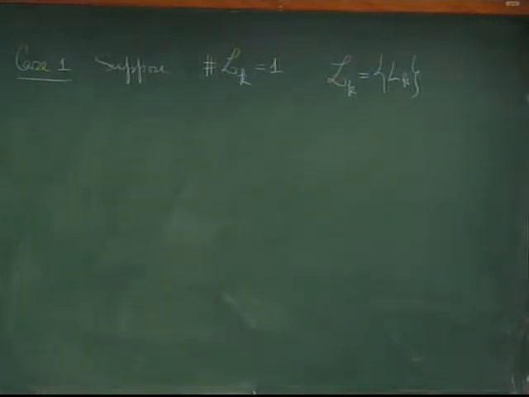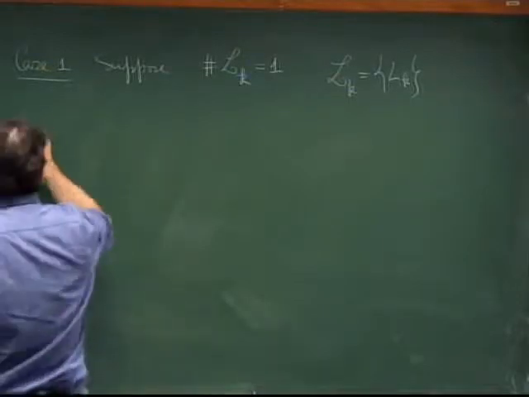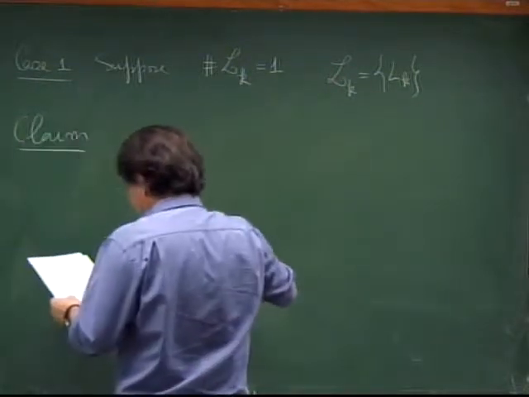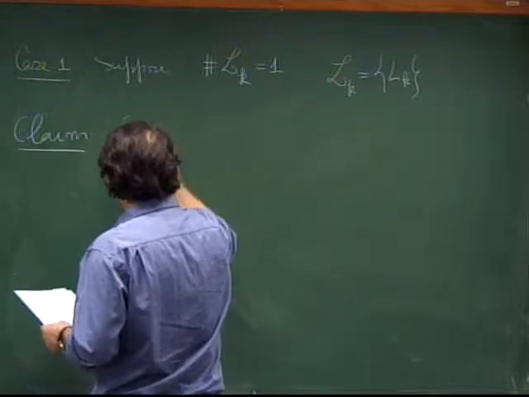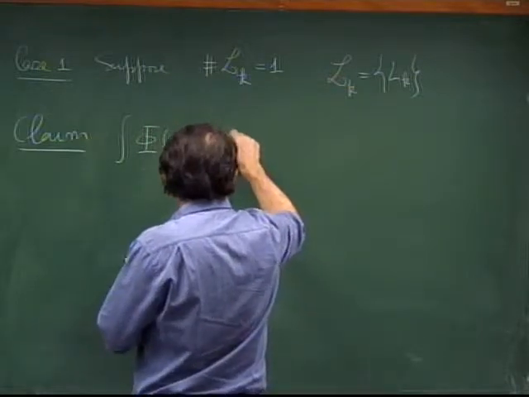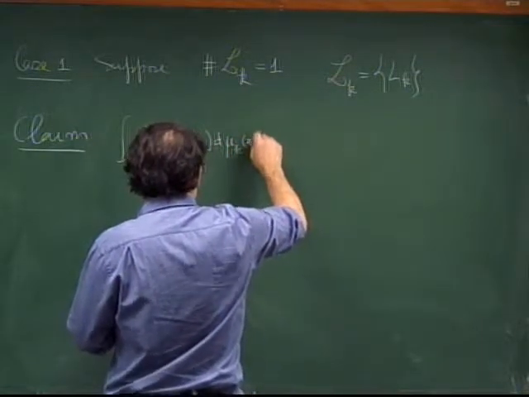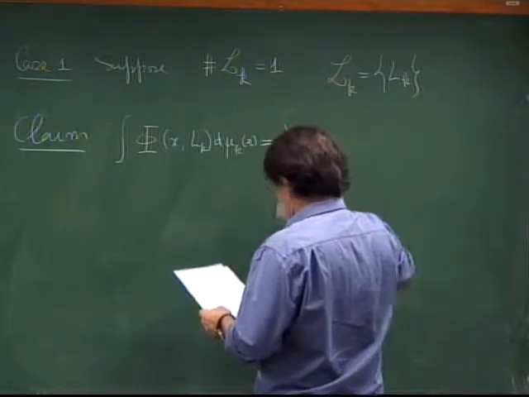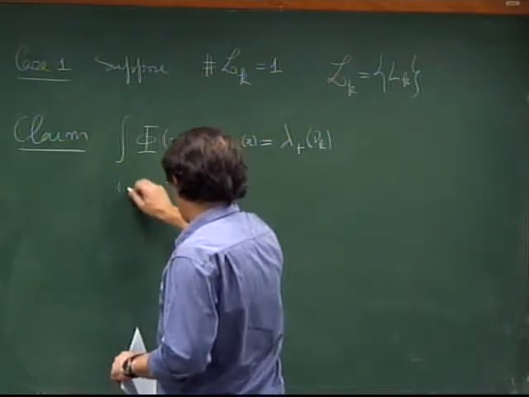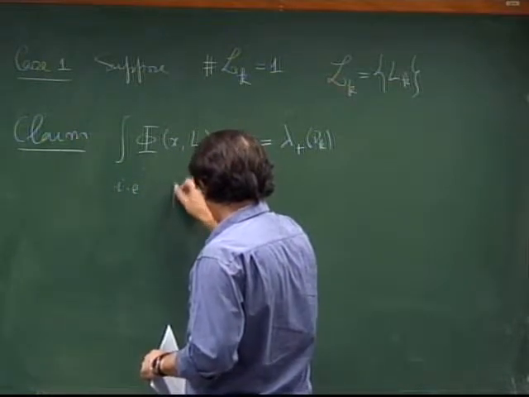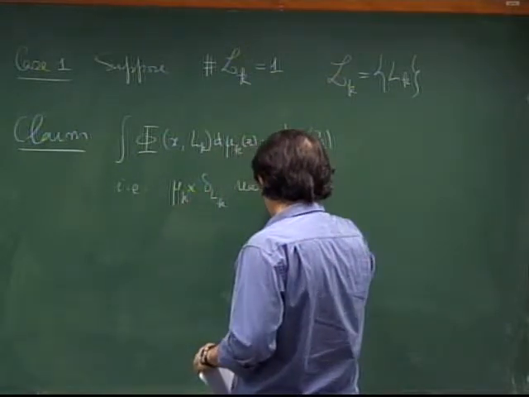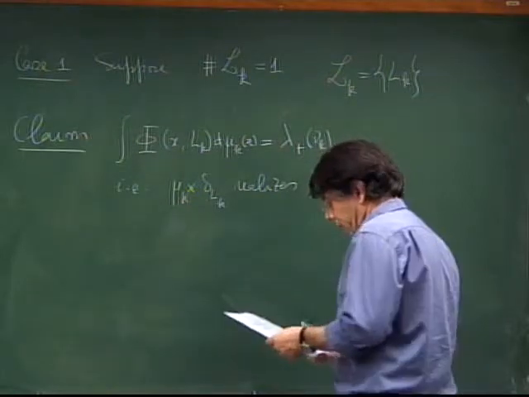Then I claim, this is the second claim, that the integral of phi x Lk d mu k of x is equal to lambda plus of nu k. In other words, the measure mu k times Dirac mass on Lk realizes the maximum, realizes the largest exponent.